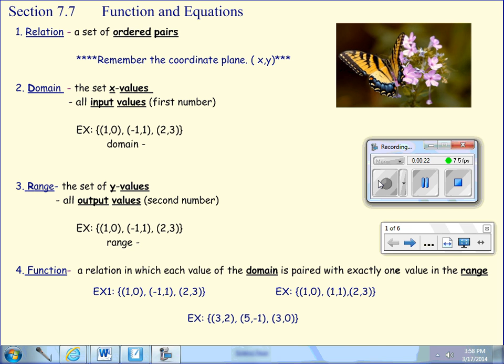The second term is domain. It is a set of all the x values. Another way it is described is all the input values. It's the first number in an ordered pair.